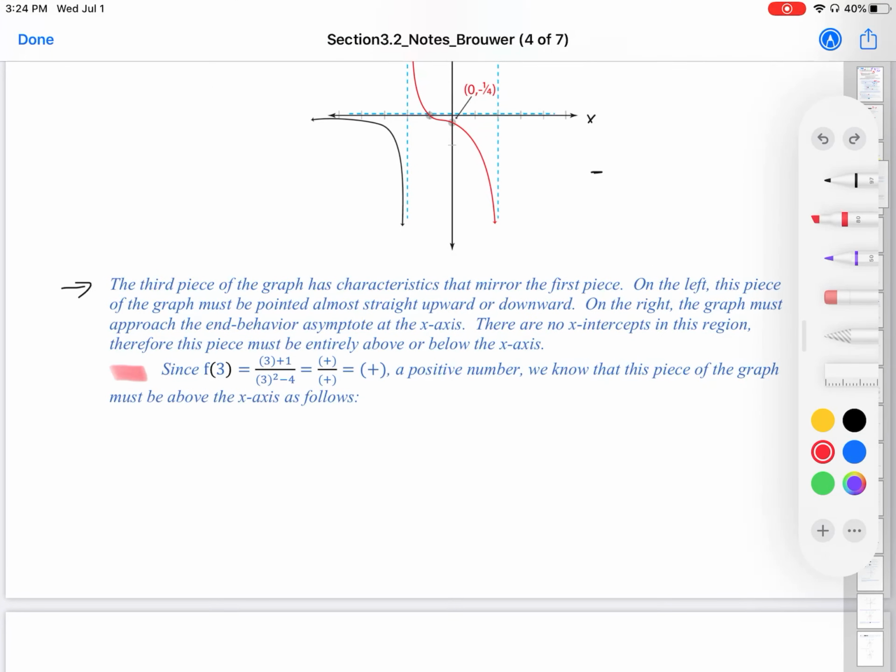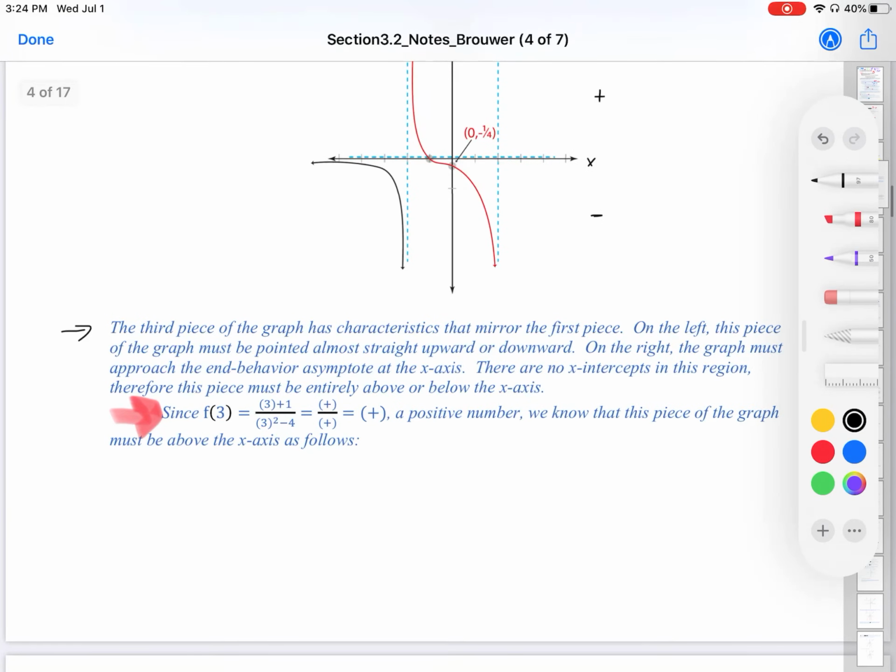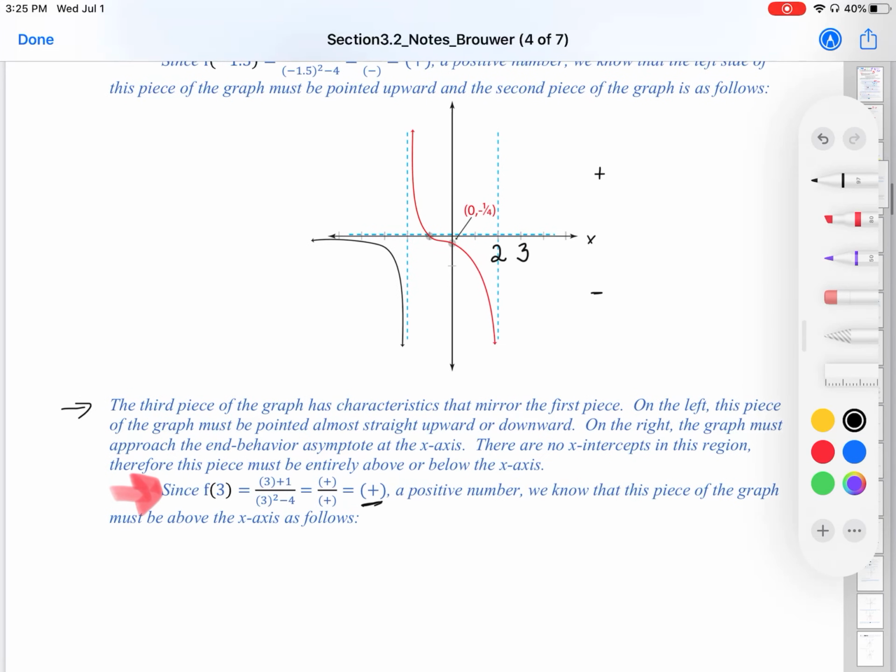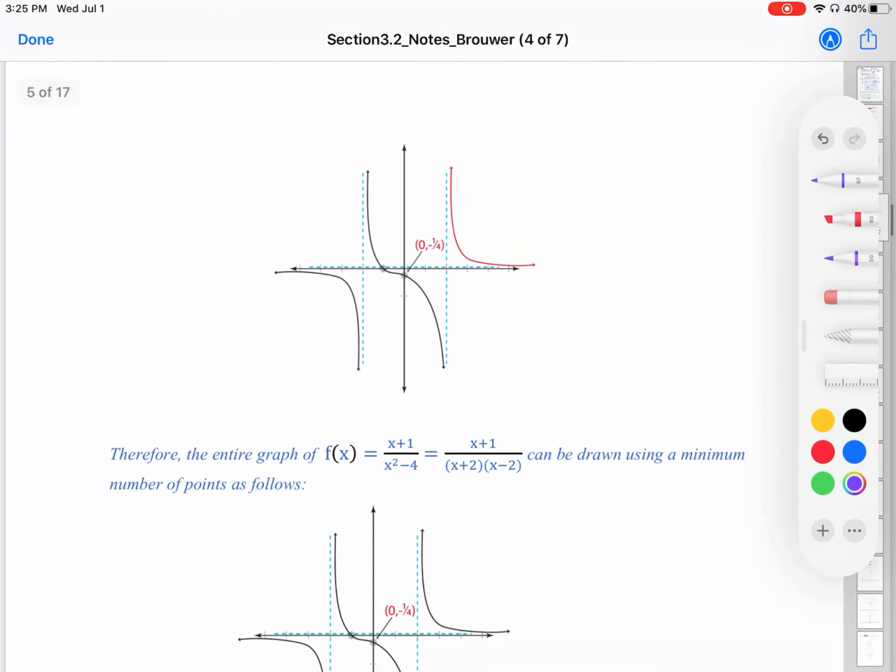So let's test a point. Let's test 3 because we have a vertical asymptote at 2. Let's test the number to the right of it. Let's test 3. If we test 3, our answer is positive. We know that this piece of the graph must be above the x-axis. So I have this point above the x-axis at 3. And this point is part of a line that must get closer and closer to my vertical asymptote but never cross, and closer and closer to my horizontal asymptote and never cross. And there we have our completed graph.